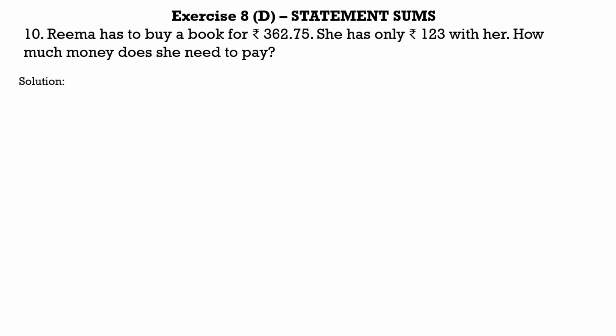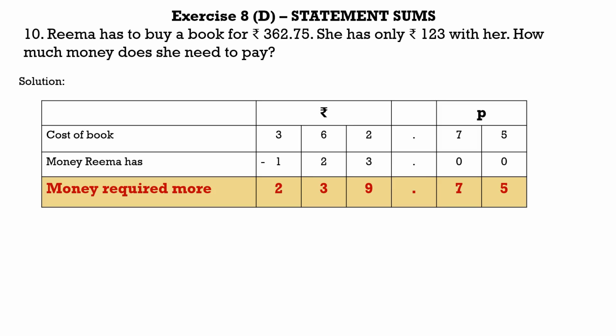To find out how much more money is needed, we have to subtract the amounts given to us. So the cost of the book is 362.75 paise. Reema has 123 rupees. So money required more. 5 minus 0, 5. 7 minus 0, 7.